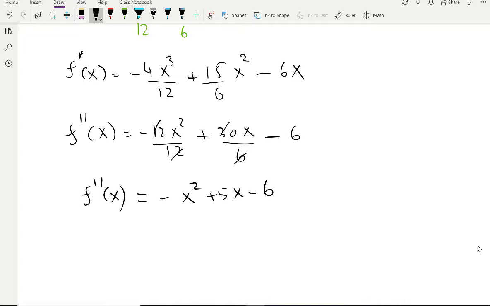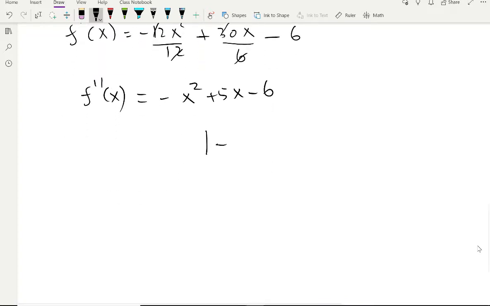Okay, now k means the bound for the absolute value of this second derivative. Now what do you think? Is this an increasing function or a decreasing function? Let's say you don't have a calculator and you're doing this in an exam. Some would say, well, because of the negative in front of x squared, it's a decreasing function. Some would say this is an increasing function.